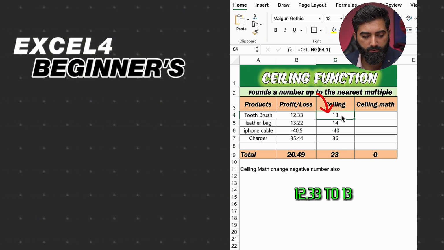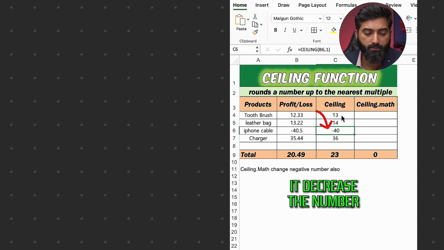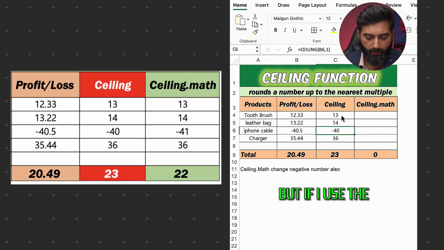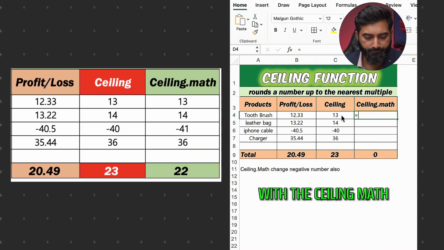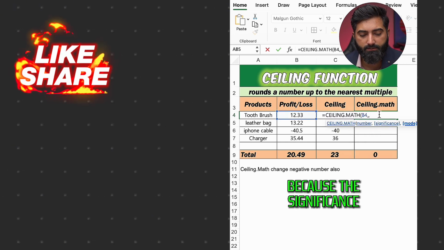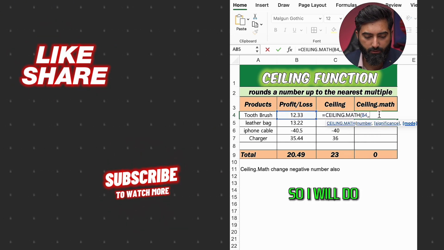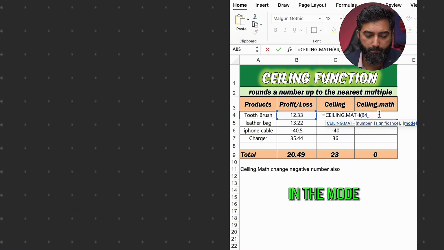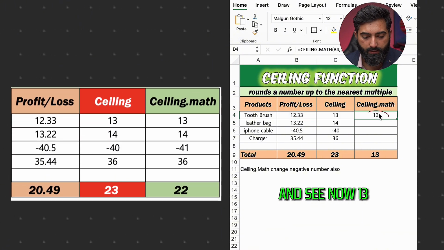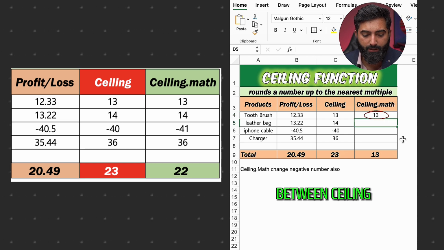12.33 to 13, 13 to 14, but 40, it decreased the number to the nearest round number. But if I use CEILING.MATH, this one, for significance, I don't have any number because the significance is by default 1. So I will do the mode number. In the mode, I will press -1 and see now 13. It doesn't make any difference between CEILING and CEILING.MATH.